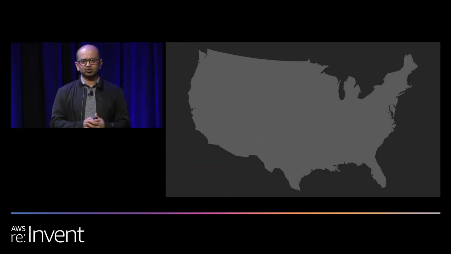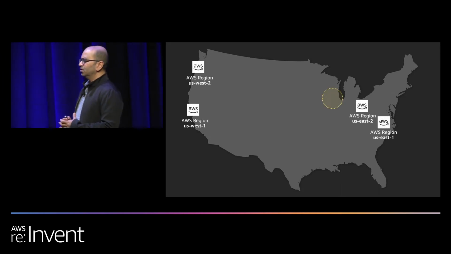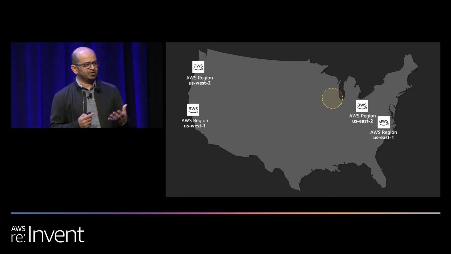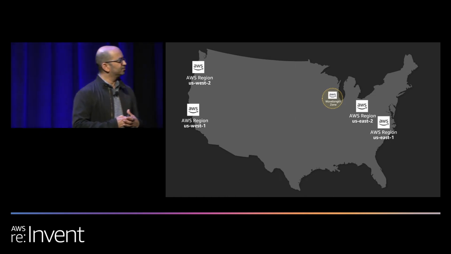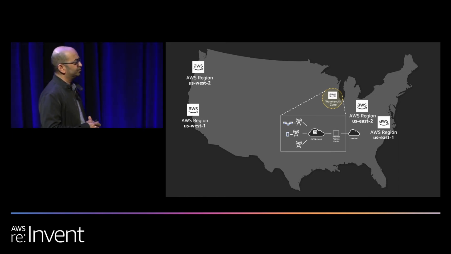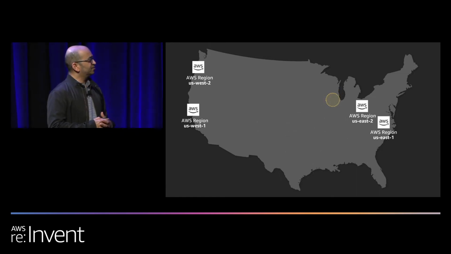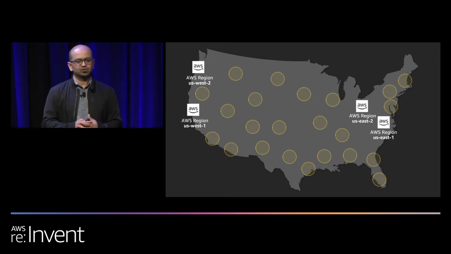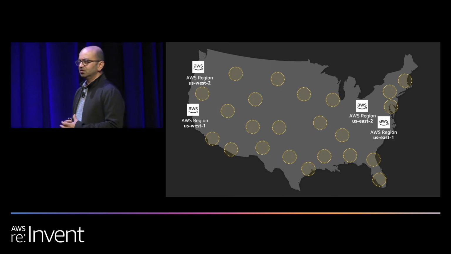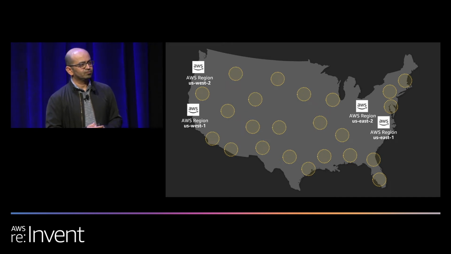Now, how do we plan to deploy this? Let's look at the US. We have 4 regions here. We pick a market where we see demand, and we'll deploy a wavelength zone in partnership with Verizon, as we announced a couple of days ago in Andy's keynote. And based on how we see demand grow, we will be creating many more wavelength zones across the country.